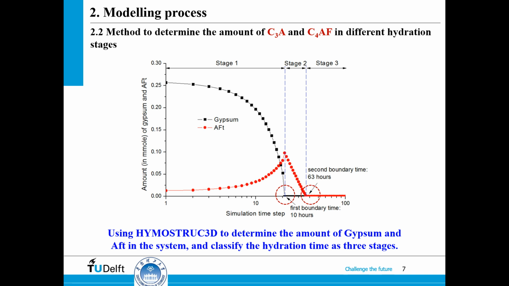Here is the method. As you can see in this figure, we classified the reactions of the C3A and C4AF in 3 stages according to the actual content of AFt and gypsum. In the first stage, the gypsum is in the system. In stage 2, gypsum is consumed. And in stage 3, the AFt is consumed.